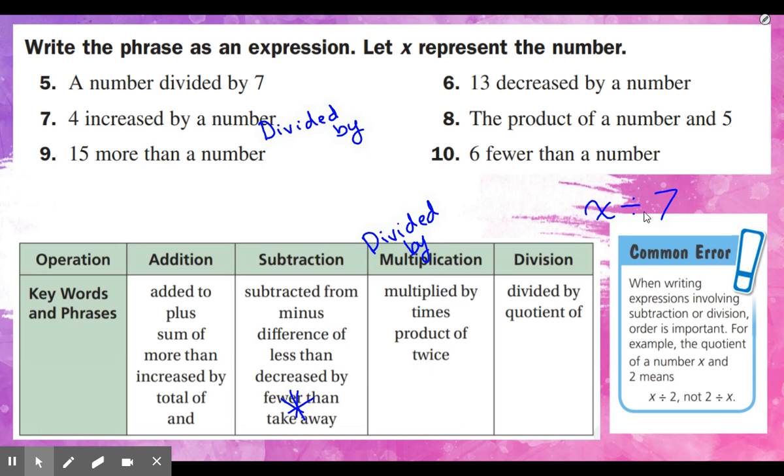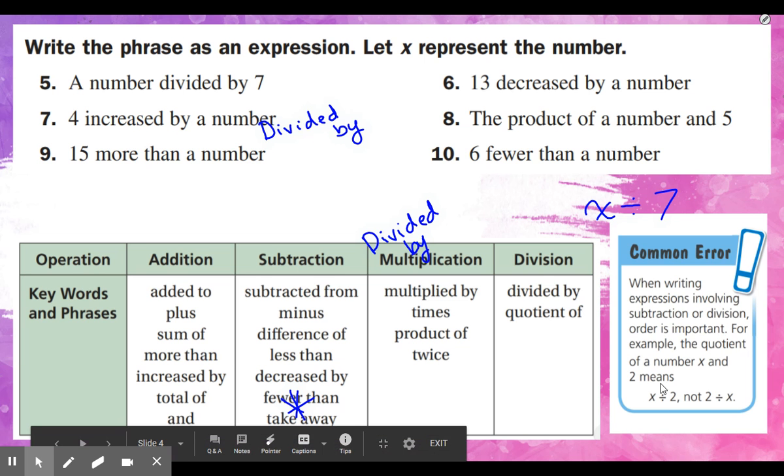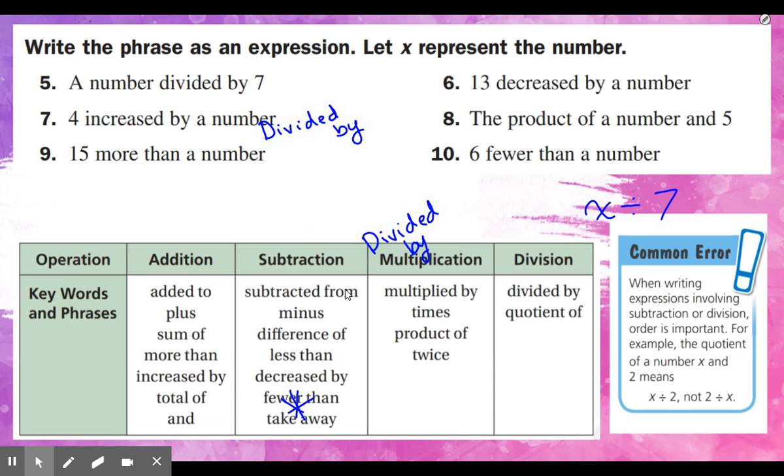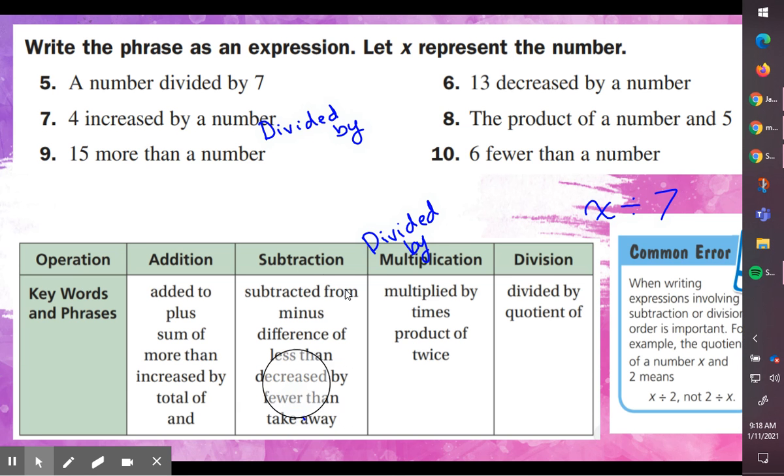Yep, so this would have been the correct way to write that, okay? If you wrote it the other way, it would be 7 divided by x, and it would be a whole different answer, wouldn't it? We experienced that last week when we were flipping and flopping our divisor, when we had that one fraction problem, okay? It is very important when you're writing expressions with subtraction and division that you really think about where those numbers go in your expression. Okay, number 6, 13 decreased by a number.